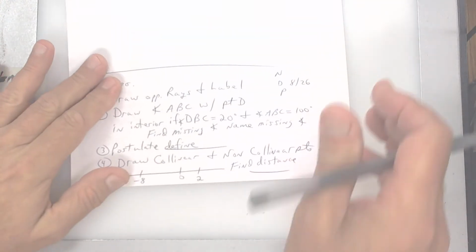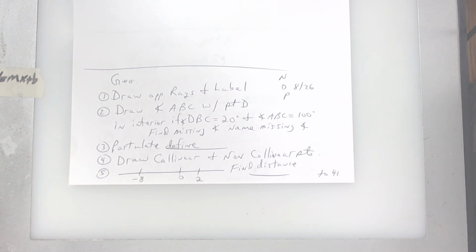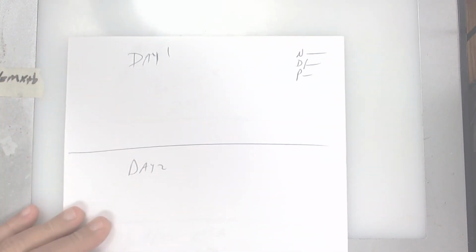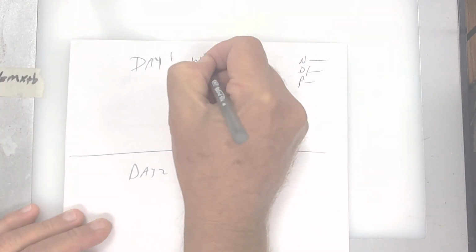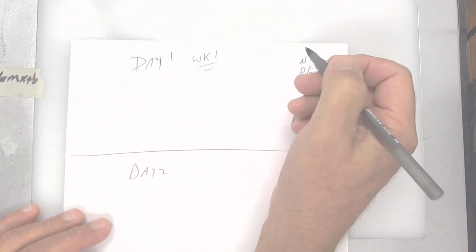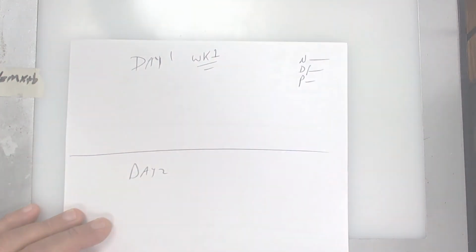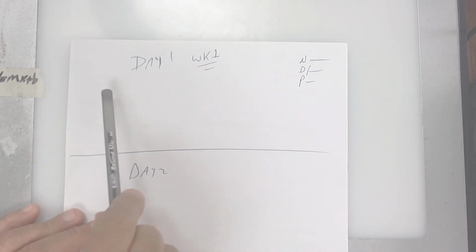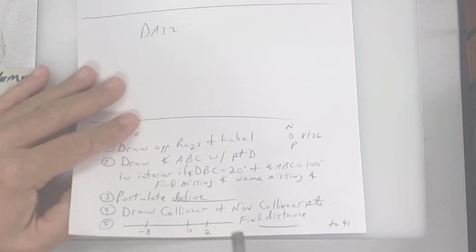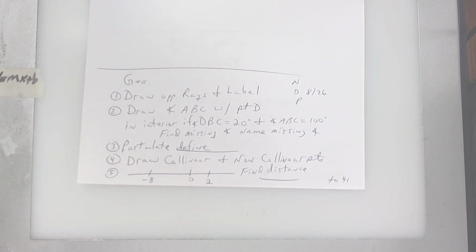Let's go on. If you're in geometry, copy this down. This is your bell work. Now, if you haven't been here for a while, this is week 1. At the end of the marking period, I'm picking up all your bell work, so don't turn anything in now. So this is Monday, Tuesday, and today is Wednesday. So copy that down. Let's talk about this.